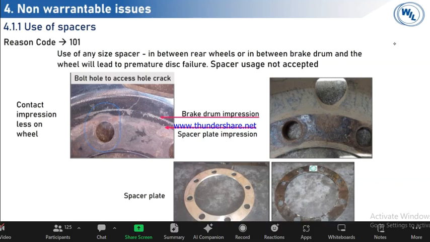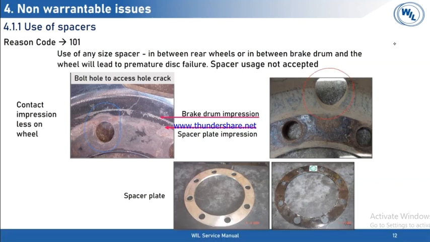There are various kinds of sharp edges. These spacers are used in the field normally during overload application. They are using this spacer. Why? Because due to this overload, what will happen? The tire will bulge, and the tires will touch each other. When they touch each other in the running condition, heat will be produced and tire burst will happen.